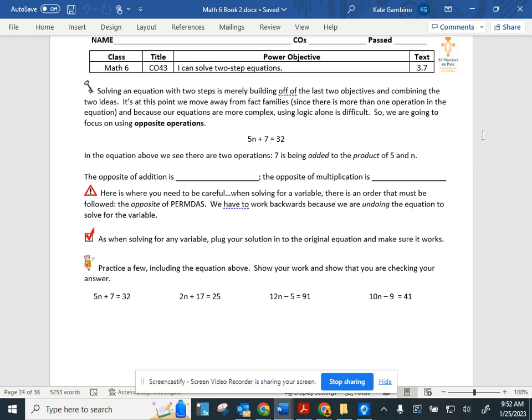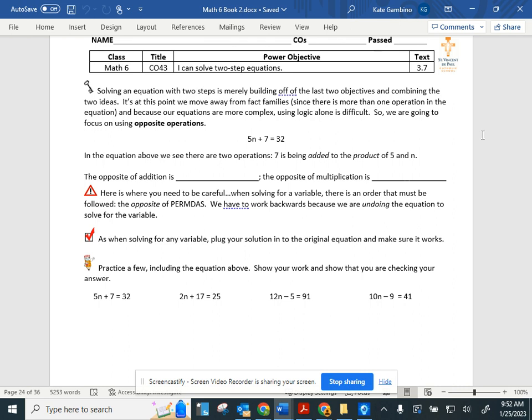Okay. And I said, that's great that we can do the mental math with it, but we need to know how to do it the algebraic way. We need to be able to solve for that n. Now's the time where we have to just do that method. We can't use the logic. We can't use the fact families because it's too complicated. So we're really going to pay attention to how we do that, doing the opposite operations.